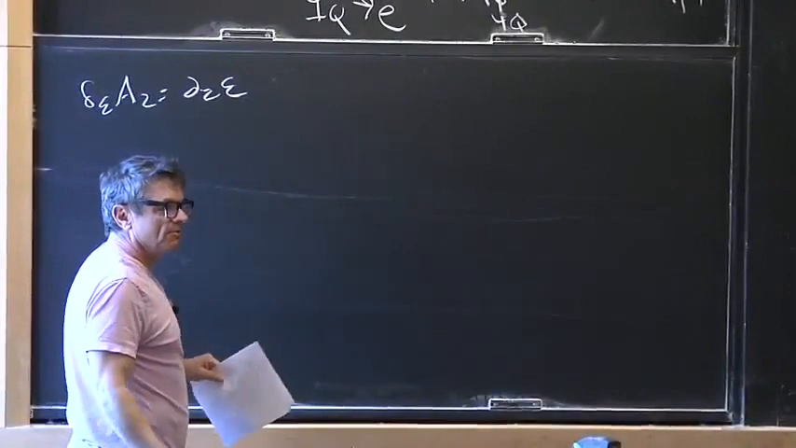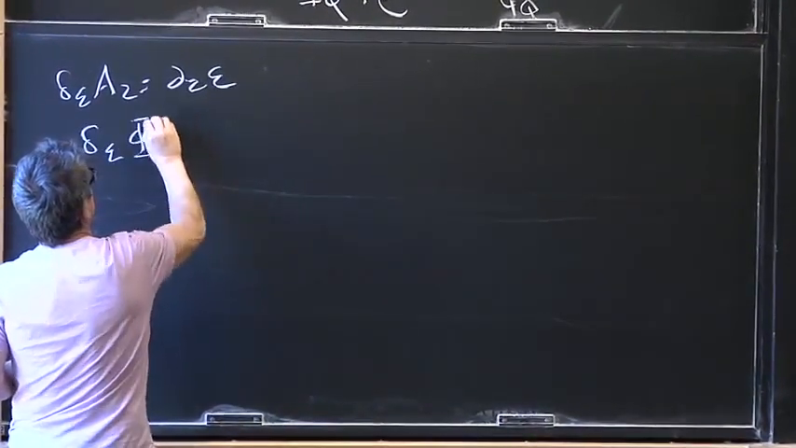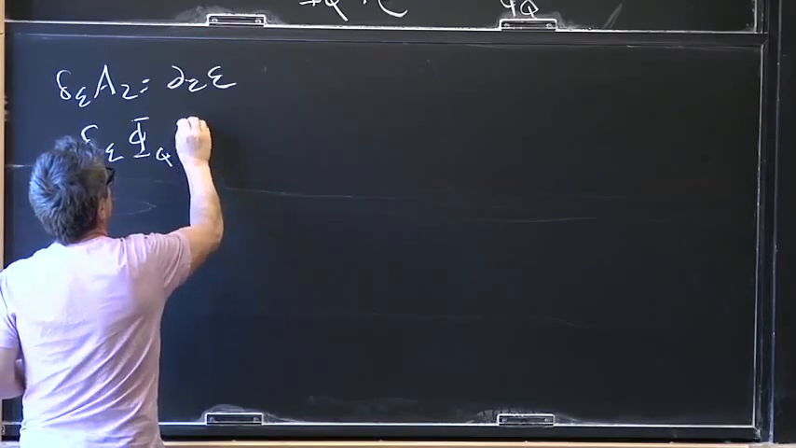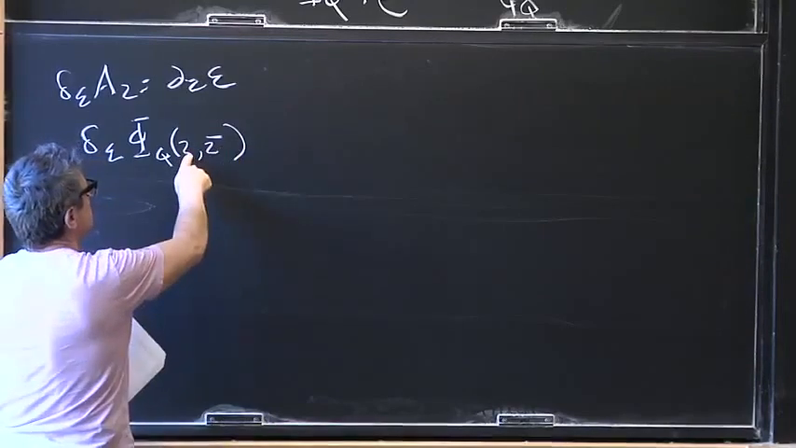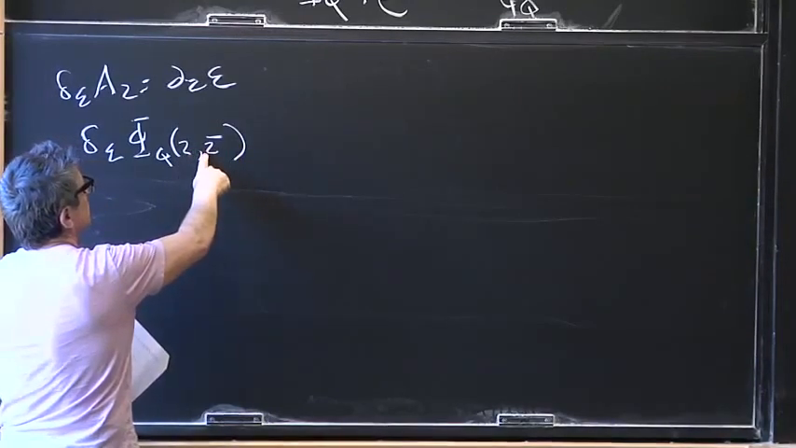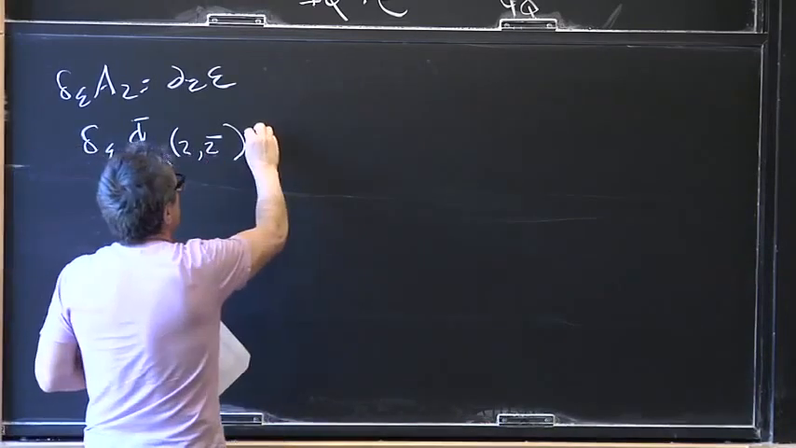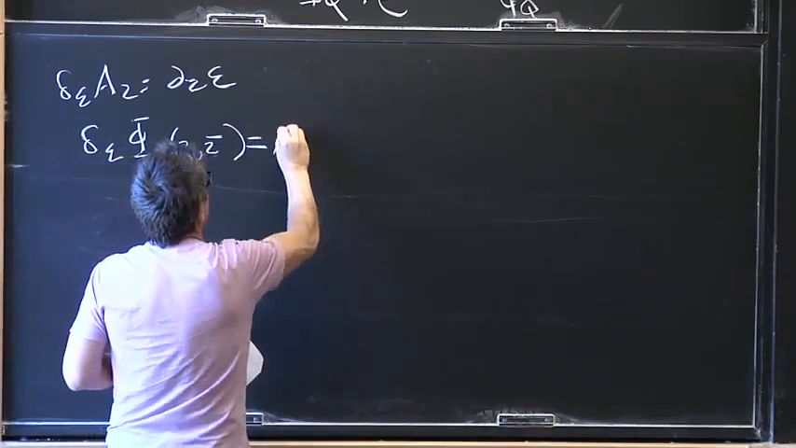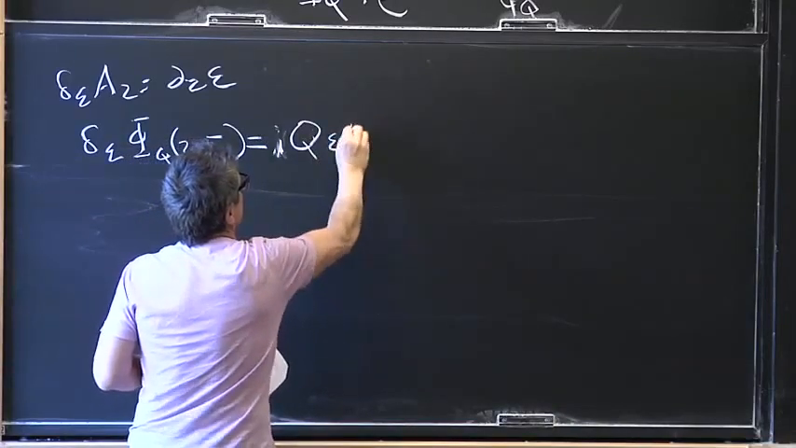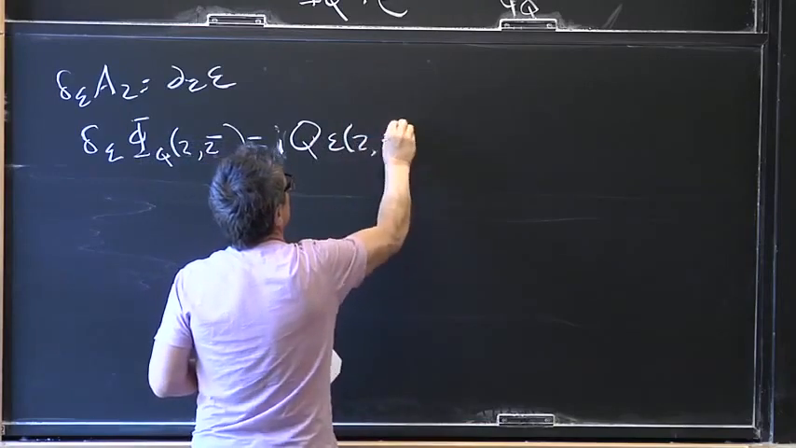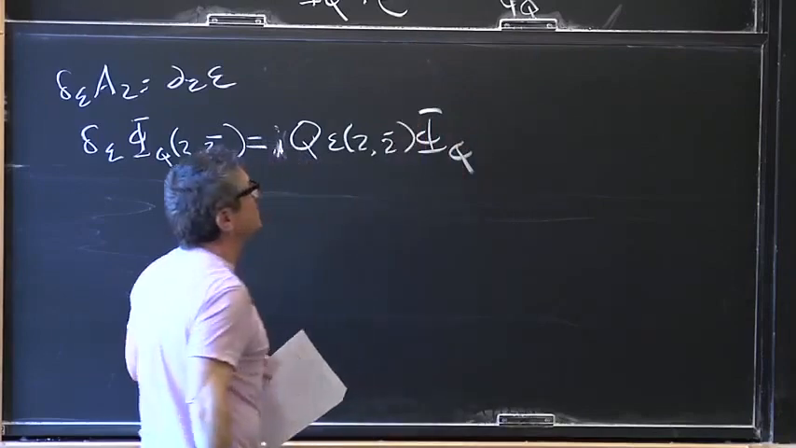And for a massless field phi of charge Q, corresponding to a particle which pierced the sphere at null infinity at the point z, z bar, we got delta epsilon phi equals i Q epsilon of z, z bar times phi. This is the infinitesimal transformation. There I've written the finite transformation.